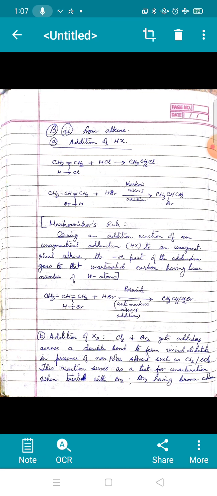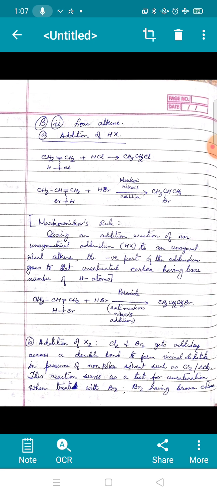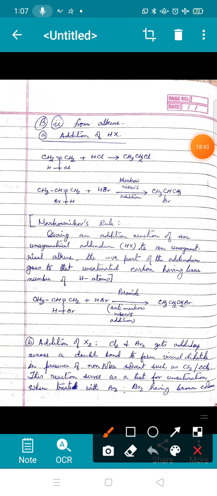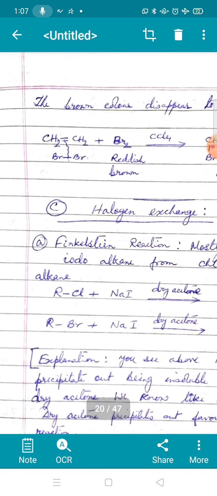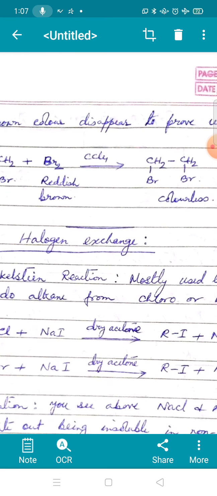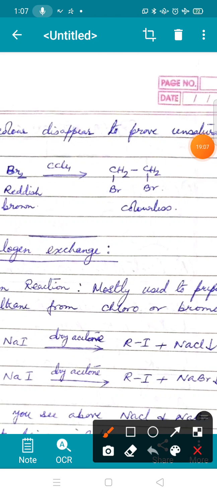Addition of halogen across the double bond, across the alkene, is mainly for addition of chlorine and bromine. Usually no other halogen is added, like fluorine and iodine. Here we need a solvent, carbon disulfide or carbon tetrachloride. Across the double bond, the halogens get added up and we get a vicinal dihalide. If you remember, we have discussed there are two types of dihalide. One is vicinal, another is geminal. Vicinal dihalide means the two halogens are attached to the neighboring carbons.